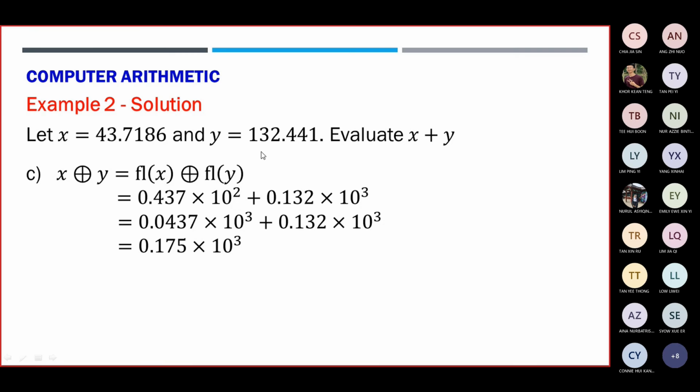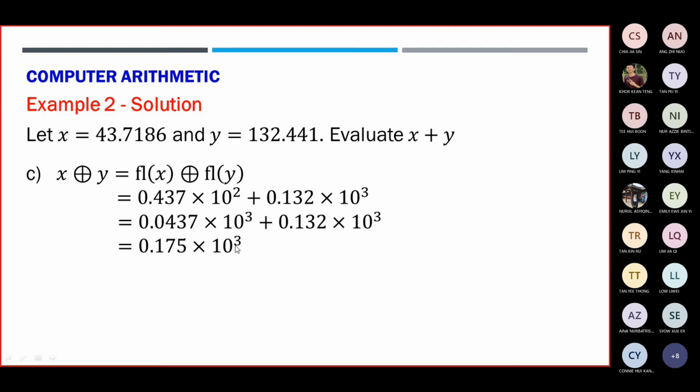And then again you need to change the y value. First you need to convert into NDFE form, and then after that you leave your answer in the 3-digit chopping number form, which becomes 0.132 times 10 power of 3. Now it is easy for you to add these two numbers after you make the index balanced. So you just move the point one place up in front, it becomes 0.0437 times 10 power of 3, and it is balanced on your right-hand side. So then now easily you can add these numbers, which is 0.175 times 10 power of 3.